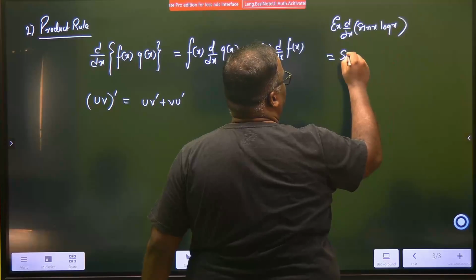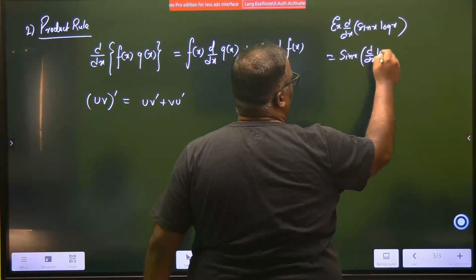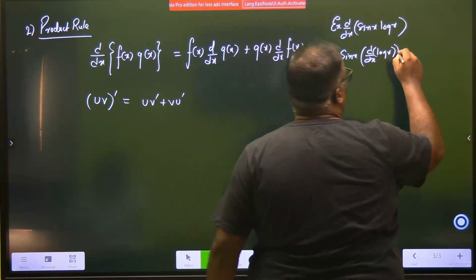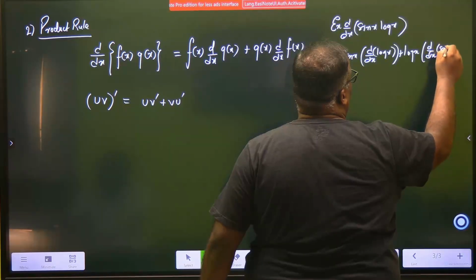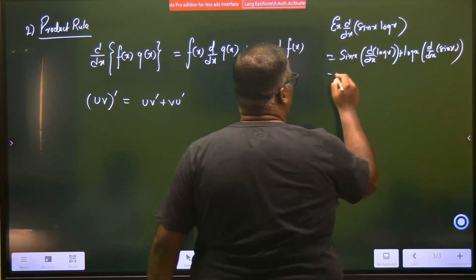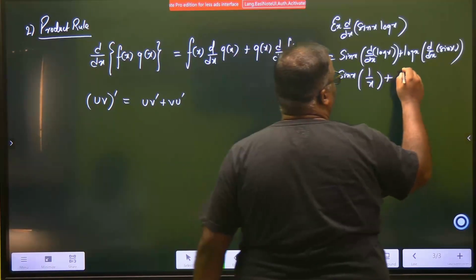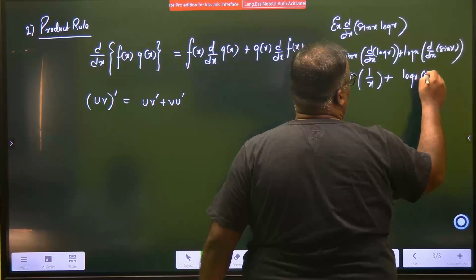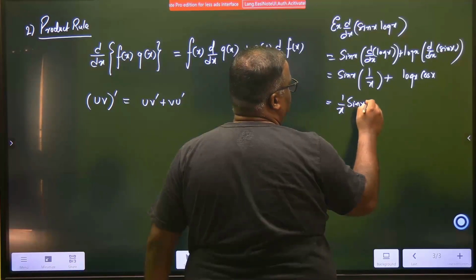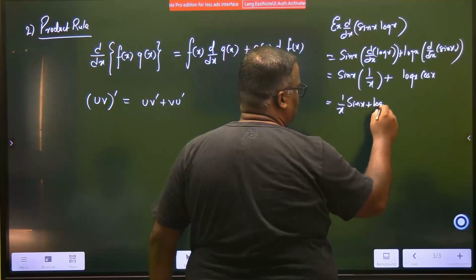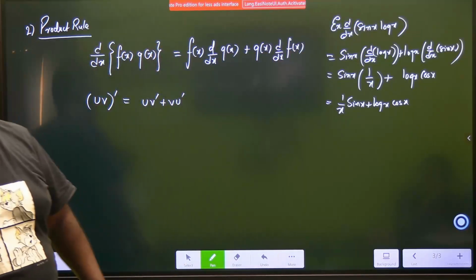first function is sin x multiplied by d/dx of log x and then log x multiplied by d/dx of sin x. Okay? So it becomes sin x multiplied by 1 upon x plus log x multiplied into cos x. To clean it up, I would write (1/x) sin x plus log x cos x. This is my derivative. Clear?